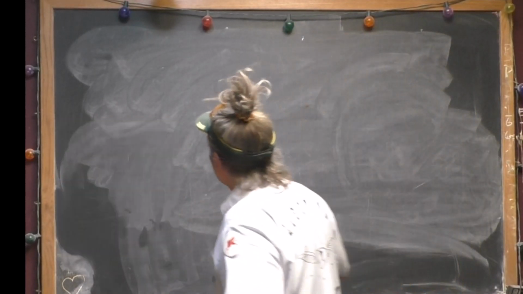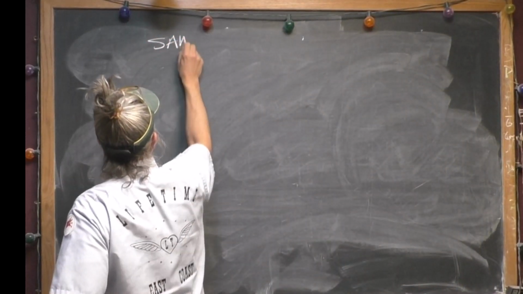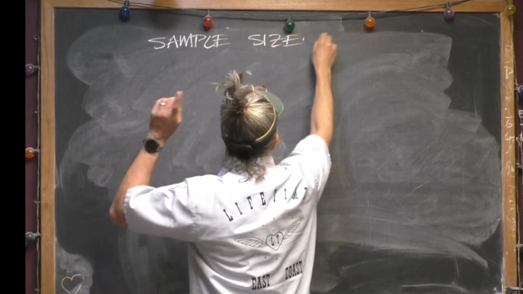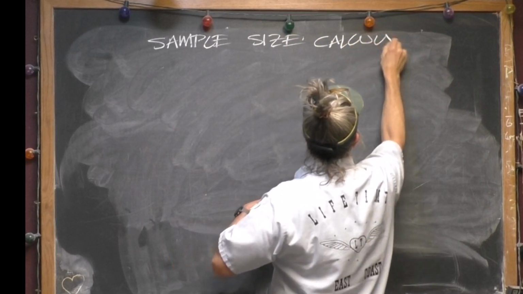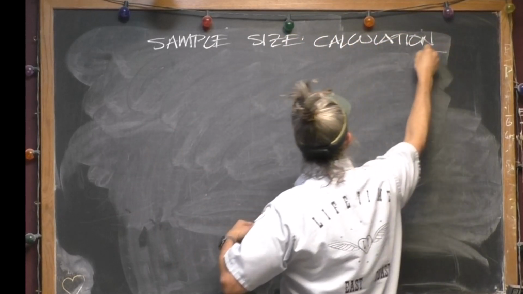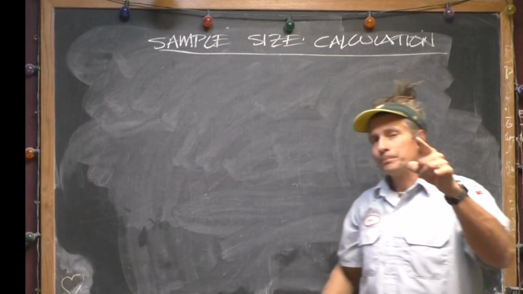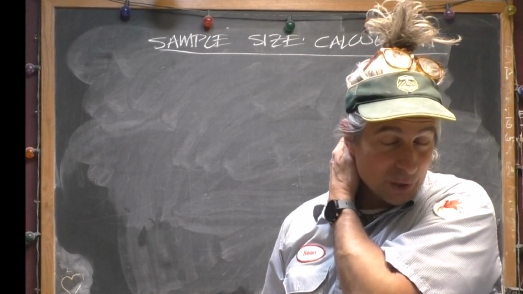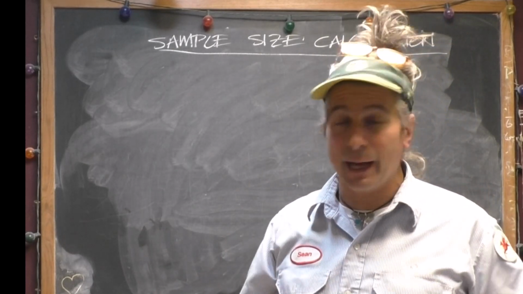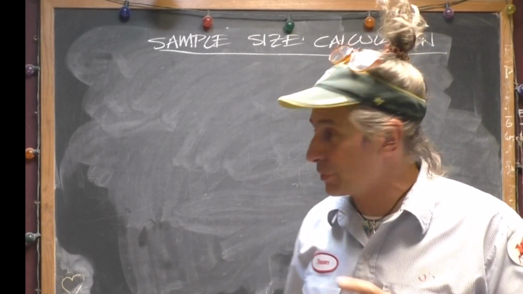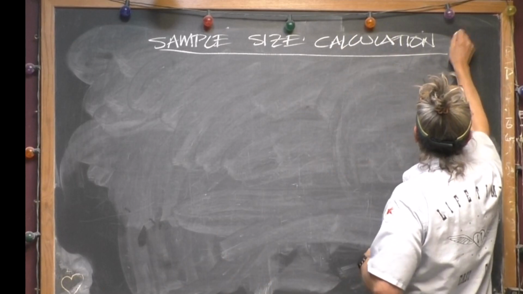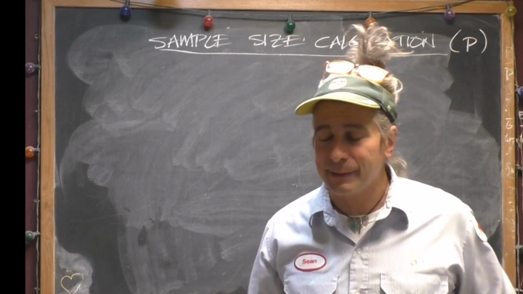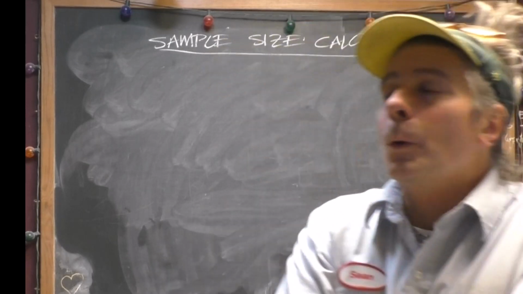So here's the deal. We're going to do a sample size calculation. Now here's the deal. This only works for proportions. This is going to be based on a percentage study, not for an average, not for anything else, just proportions. So sample size calculation for studying a proportion P. And you're trying to get a P hat that studies that proportion P. Okay.